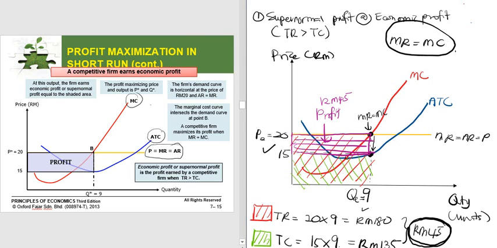Alright? So you can actually see here that the condition to get supernormal profit or economic profit is total revenue must be more than total cost, and your total revenue here is more than your total cost. Therefore, you will get the economic profit or supernormal profit.